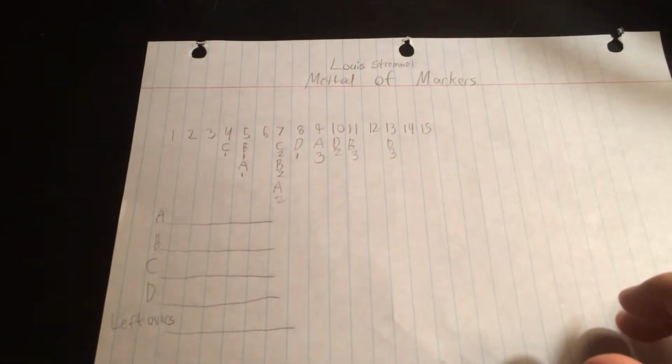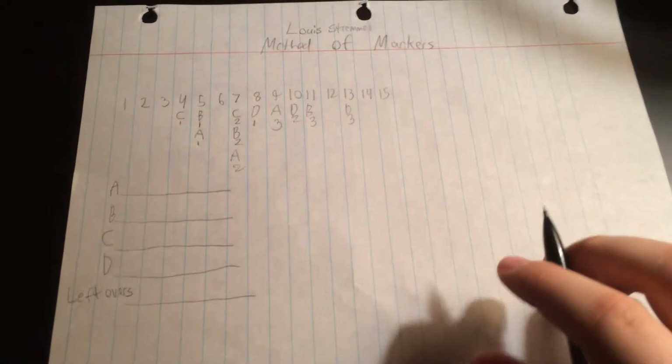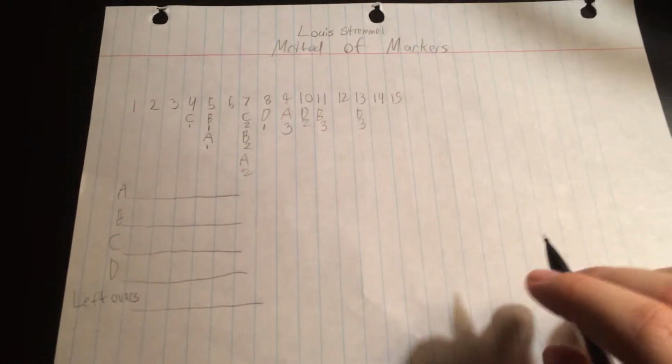My name is Louis Strimmel, and we'll be going over the method of markers and Hamilton's method of apportionment today.